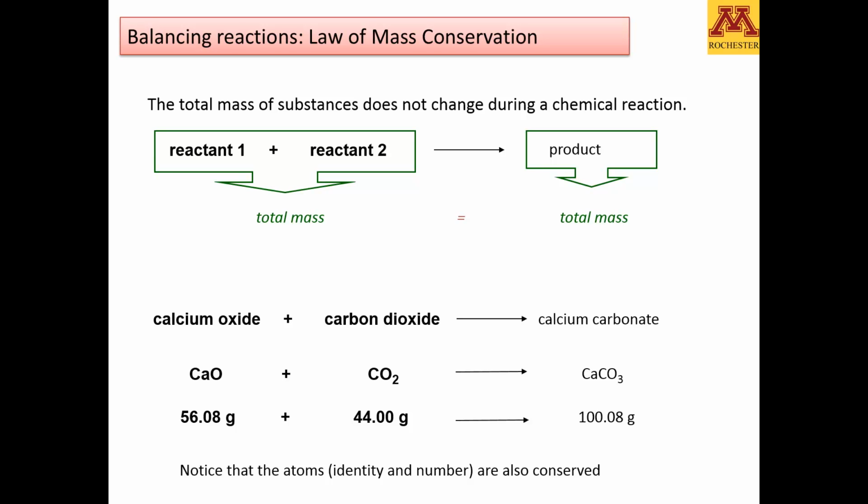Let's talk about balancing reactions. Before we start doing examples in balancing reactions, it's important to understand one of the most important principles in chemistry. This principle is called the law of mass conservation. That means that mass is always conserved. In chemistry, mass is always conserved.